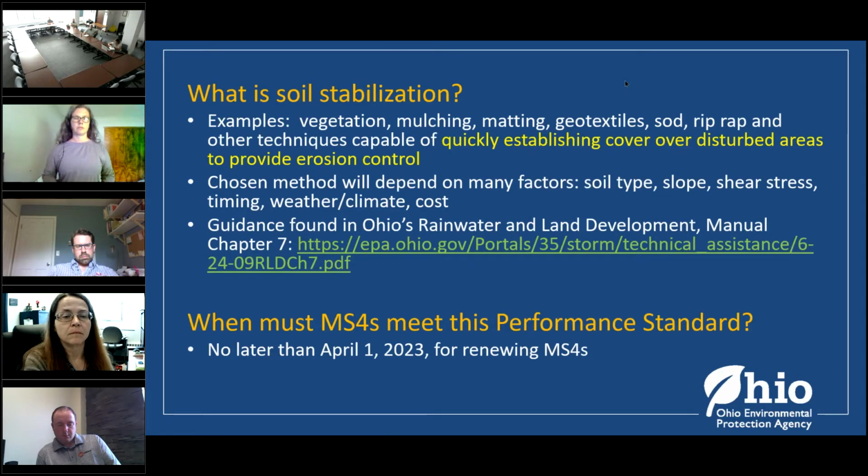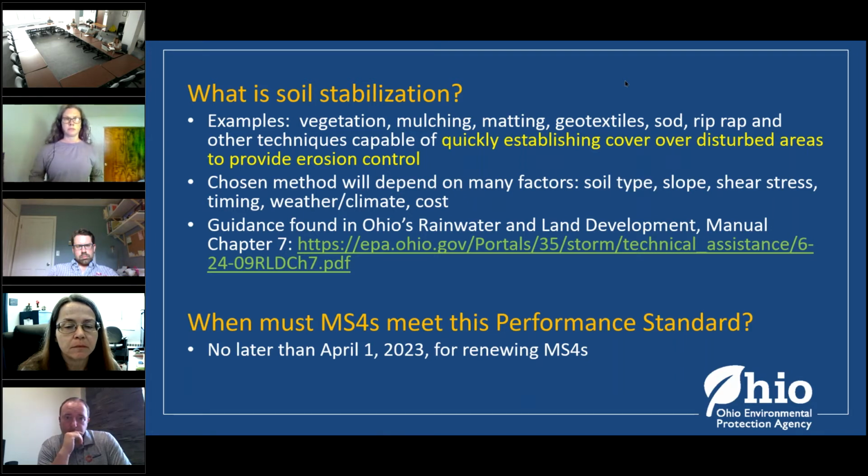And so what would be soil stabilization? What would we actually be doing and putting into place? Basically, it's anything that puts cover over the disturbed ground to provide erosion control. So it can be vegetation, it can be straw mulch, it could be wood mulch, matting, geotextiles, stone. All of these are options.